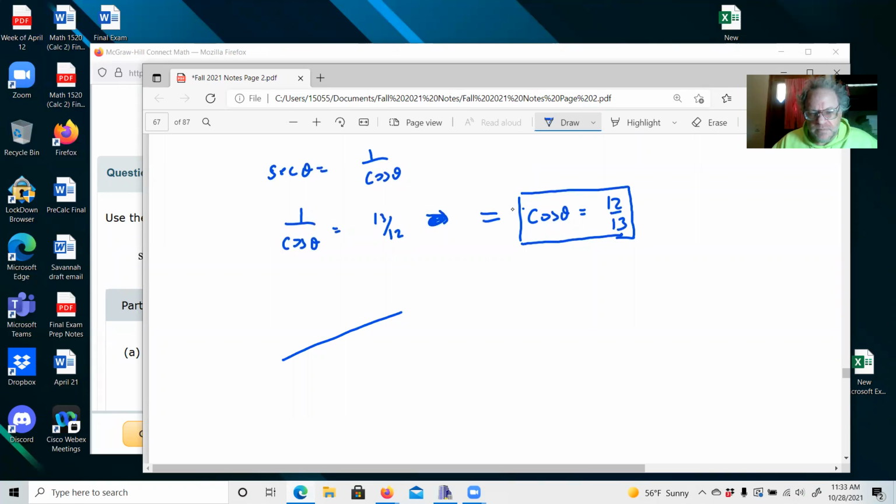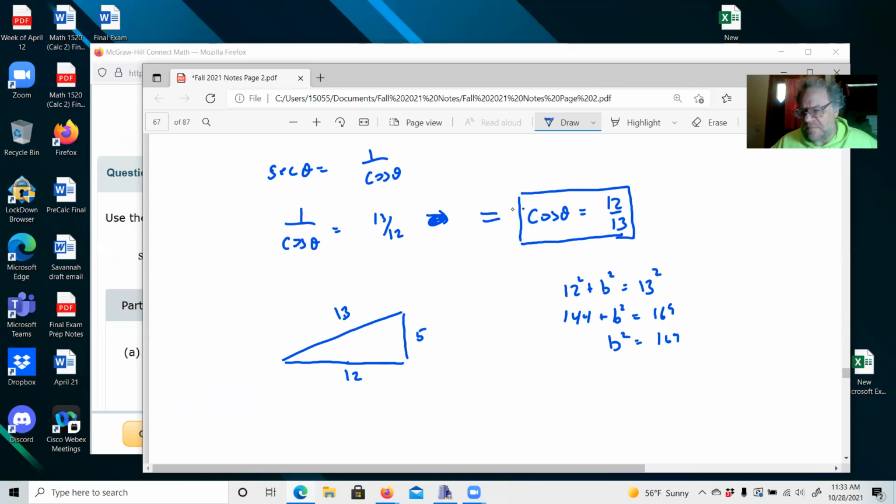So this is 12. Okay, this is 13, adjacent over hypotenuse. I know that one by inspection, but let's go ahead. So we have 12 squared plus b squared equals 13 squared. 144 plus b squared is equal to 169. B squared is equal to 169 minus 144. So we go ahead and do that. We end up with 25. I'm sorry, b squared is equal to 25, so b is equal to 5.